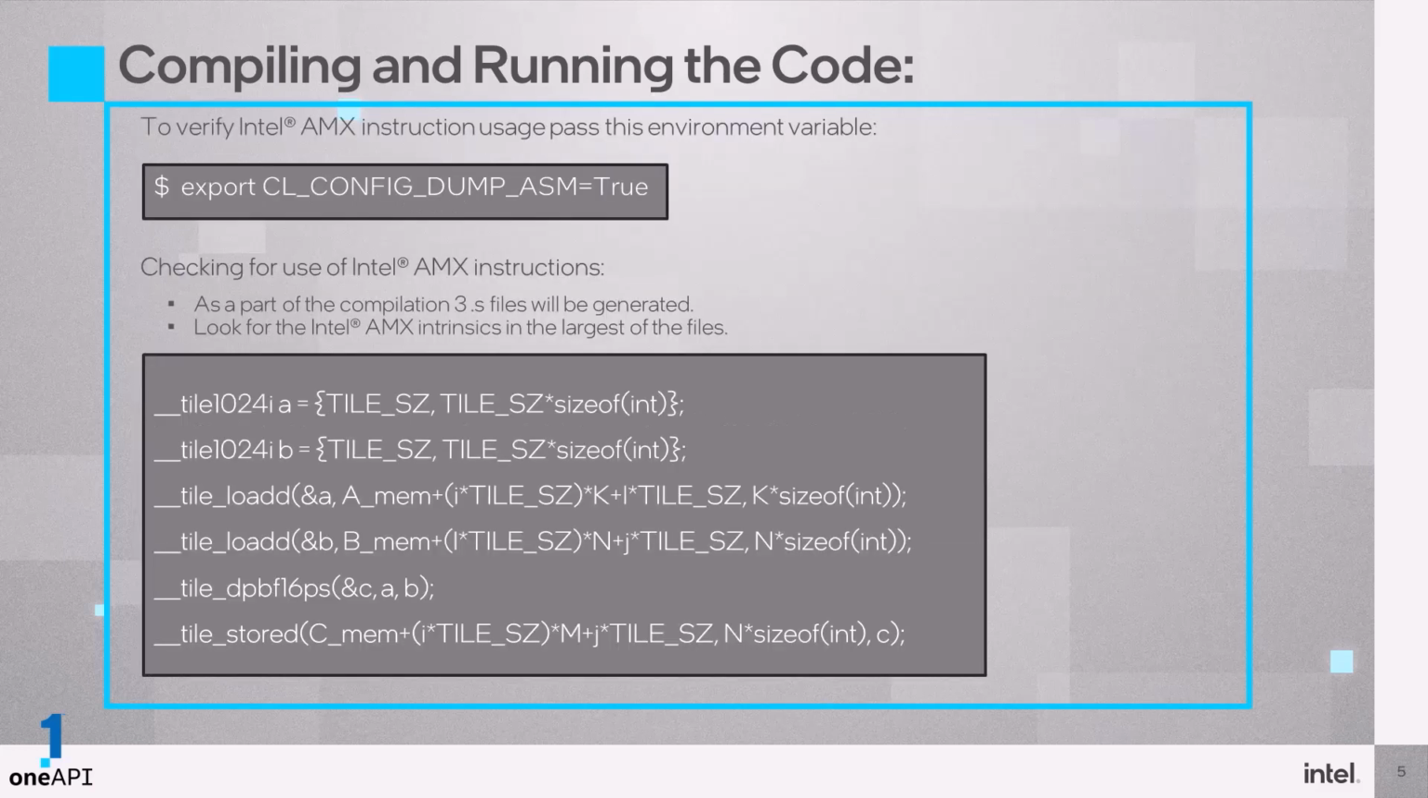If we want to check whether the AMX instructions are indeed used under the hood, we can export the following environment variable at the time of compilation: IGC_ShaderDumpEnable or similar dump asm equals true. The .asm files will be generated, which will have the AMX instruction syntax you see on the slide, as well as assembly intrinsics. The assembly intrinsics are load tile config, tile load, tile store, and TDPBF16PS.